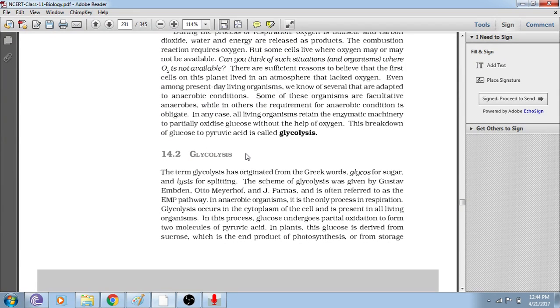What is glycolysis? Glycolysis, in simple terms, is the breakdown of sugar. As far as our human body is concerned, the most important sugar in our body is glucose, from which we can generate energy.